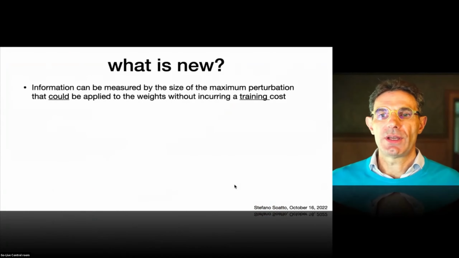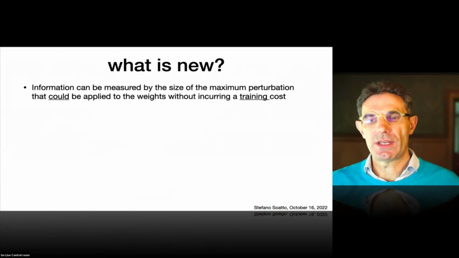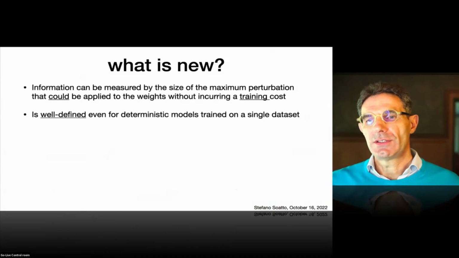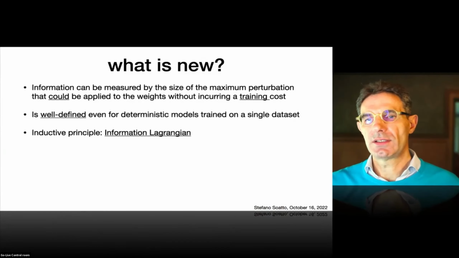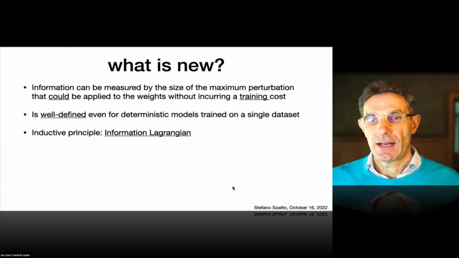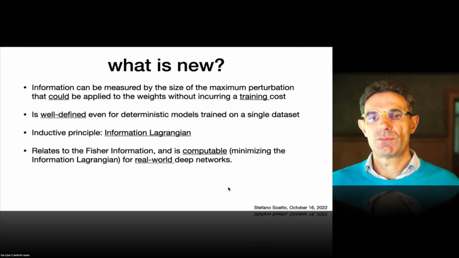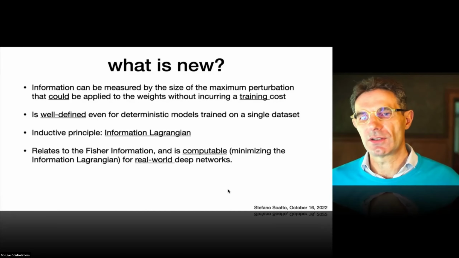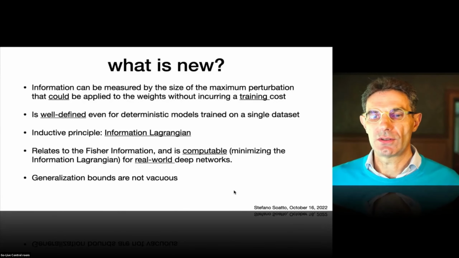So there is a definition of information that can be measured by the size of the maximum perturbation that you could apply to the weights. You don't technically apply it without incurring a training cost. This is well defined, whether or not you have a deterministic model or a stochastic model like a Bayesian neural network, whether it's trained on a single dataset or on a distribution of datasets, whether it's trained with stochastic gradient descent or deterministic gradient descent. Associated with this information, there is an inductive principle, which is the information Lagrangian. And this relates to Fisher information and is computable for real-world deep networks, not in the trillions of parameters, but in the many millions, not just toy problems. And this also yields generalization bounds that are non-vacuous.